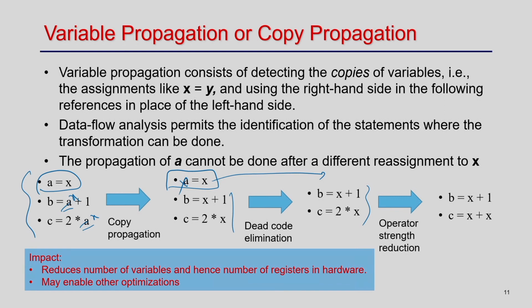Okay. And also it might enable some other scope of applying other optimizations, right. So, for example, here after doing this I just do the dead code elimination, and then I do operator strength reduction from this to this, right. So, I just replace this multiplication by an addition, that is what is called operator strength reduction. So, that we understood, let us move on.